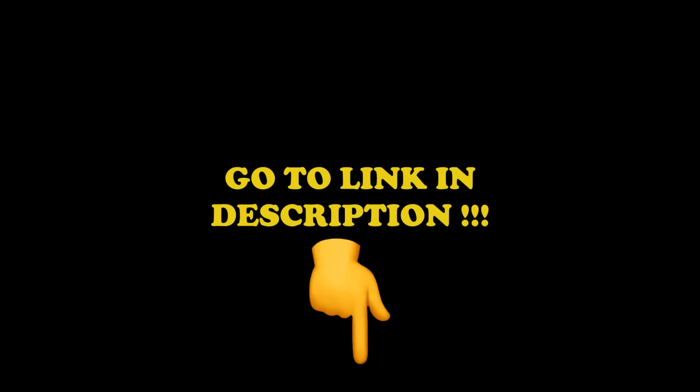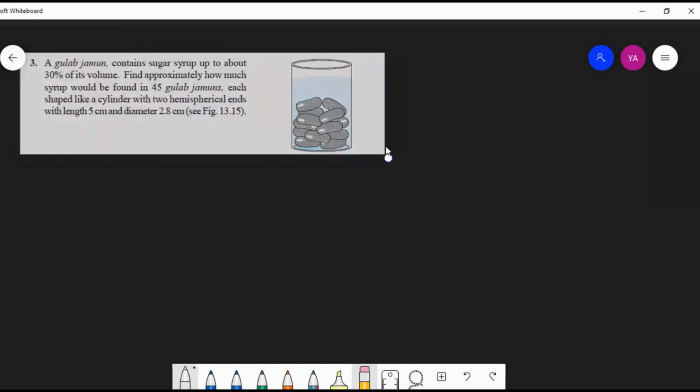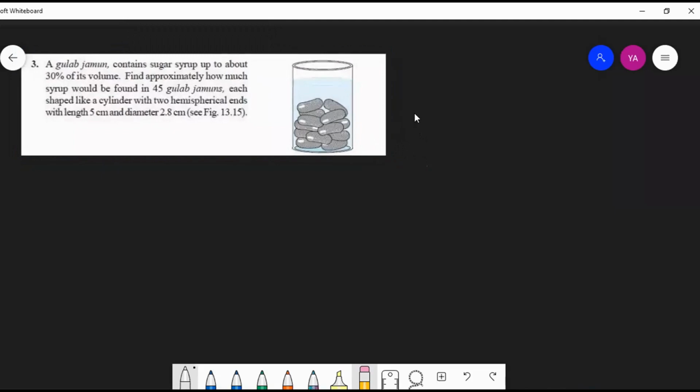So in this video, we are going to discuss question number 3 from exercise 13.2. Let's start. This is the question: a gulab jamun contains sugar syrup up to about 30% of its volume. Find approximately how much syrup would be found in 45 gulab jamuns, each shaped like a cylinder with two hemispherical ends with length 5 cm and diameter 2.8 cm.